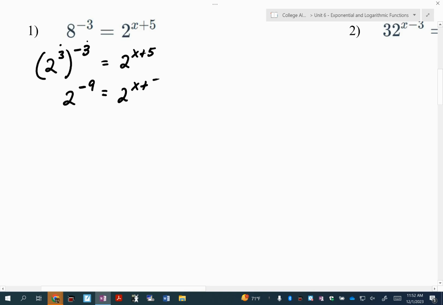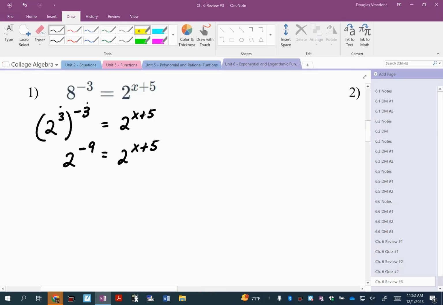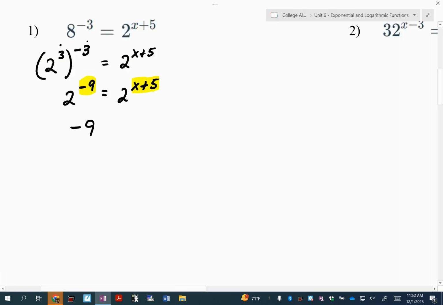Once I get here, you'll notice I have the same base. So to continue, I'm going to set each of these exponents equal to each other. So -9 equals x plus 5. Move the 5 over with subtraction. -9 minus 5 is -14. So that's how we're going to do these first couple.